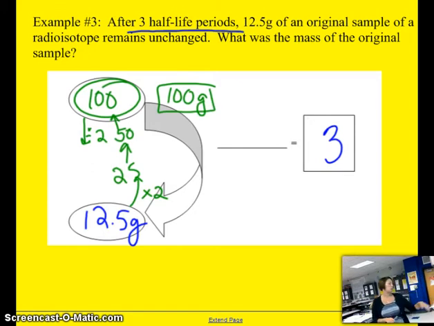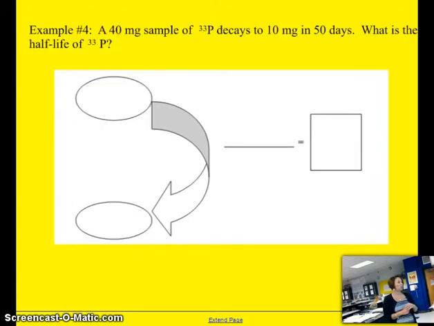Tomorrow in class we'll be doing some more with the half-life problems. So what I'd like you to do for tomorrow is, if you could, fill in the information on this example number 4, what numbers go where, maybe try to solve it. And in the meantime, we'll do more practice with this in class.